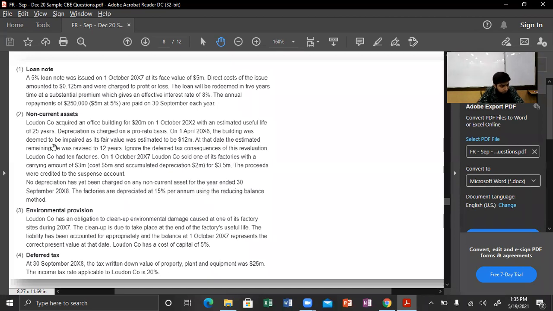The asset was disposed, had 10 factories on 1st October 2007. It means it was disposed at the start of the year. It means no depreciation of the disposed factory is required. So what are we going to do? We are going to eliminate or deduct that asset while calculating the depreciation.